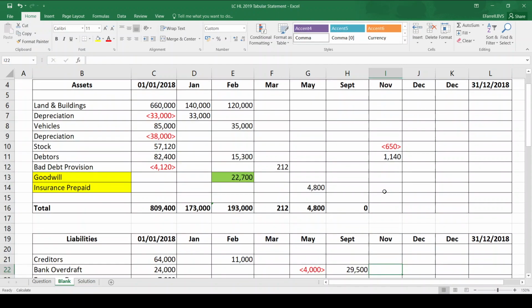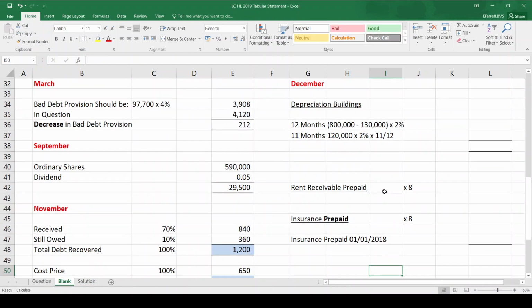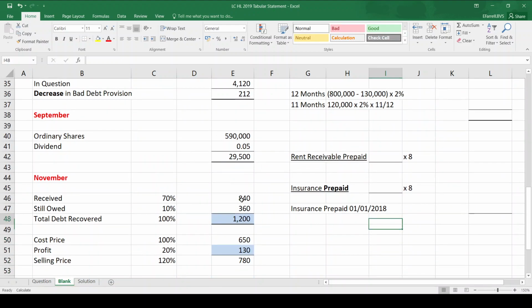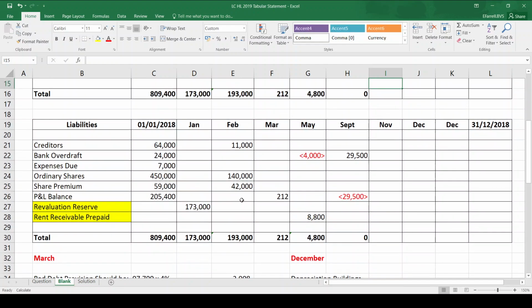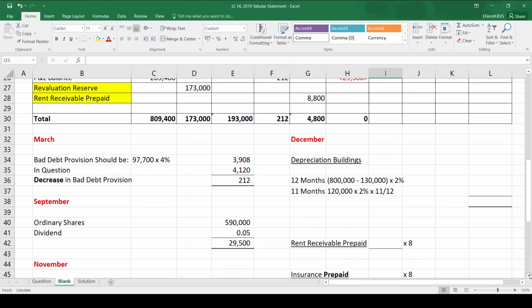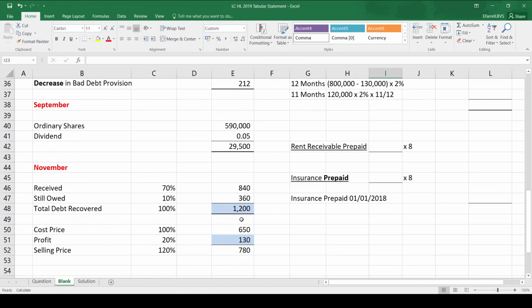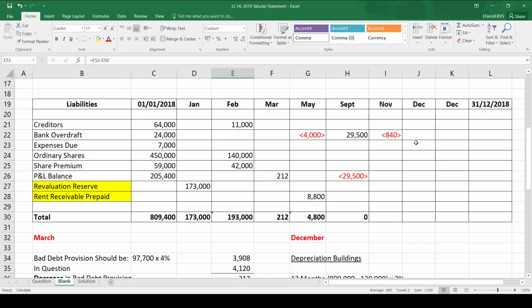The bank overdraft is going to go down by the amount of money that we actually received. So we can see here, we actually received €840. So the bank overdraft is going to go down by €840. And my profit and loss balance is the last figure I need to put in. So for the profit and loss balance, this 1,200 was previously written off, and now we're going to get it all again. We received 840. He's going to give us the other 360, so we're going to be up 1,200. And we also made a profit of 130 from the goods we sold. So in total, our profits are going to go up by 1330. So my profit and loss balance is going to be 1330.